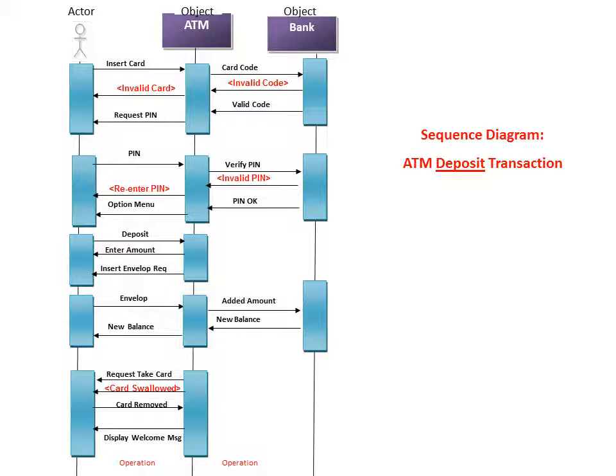This is an example of a sequence diagram. The example represents the ATM deposit transaction. As you can see, we have three objects. We have the actor object, an object for the ATM, and an object for the bank. The actor might be a bank customer, let's say, or a user. When we need to deposit through the ATM, we need to insert the card into the ATM. Then the ATM needs to check if the card is valid or invalid.